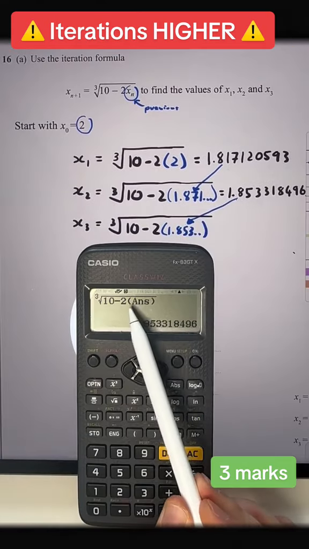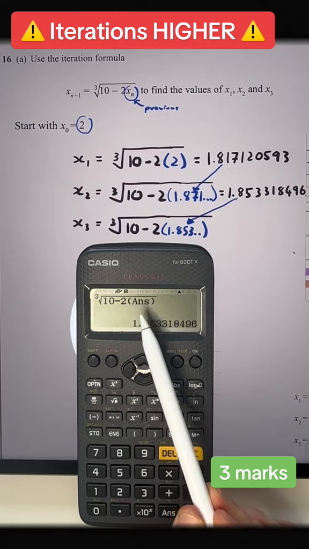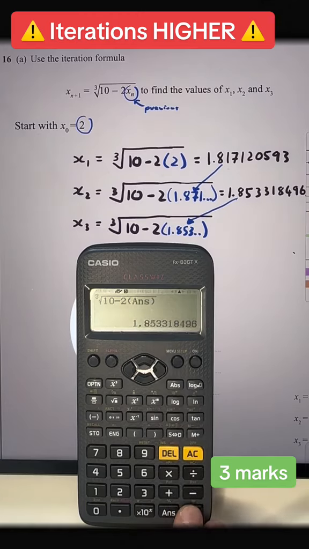This time our calculator is already programmed to take the previous answer. So to get x3, all we have to do is press equals. And our value for x3 is my 1.846 number.